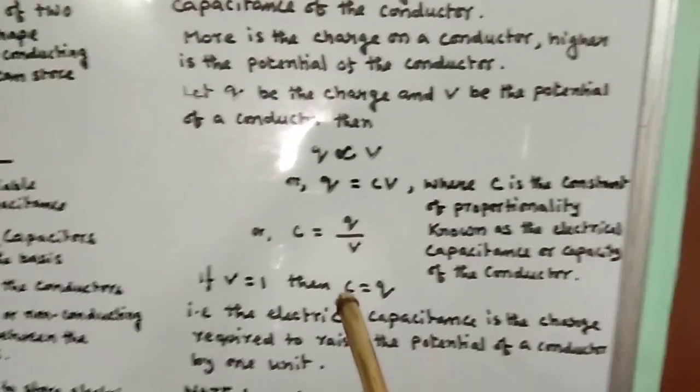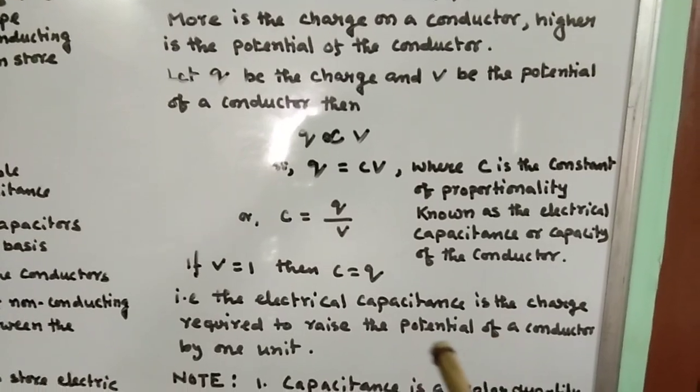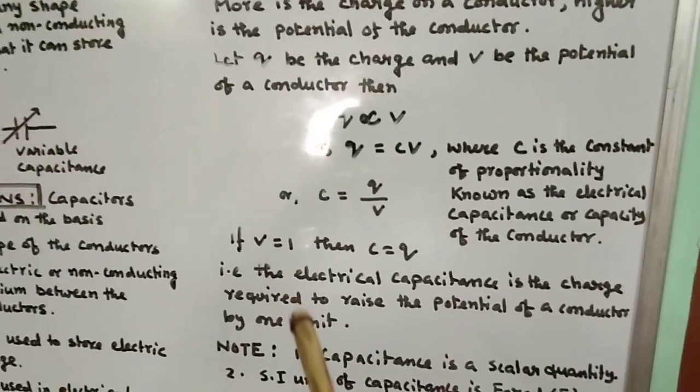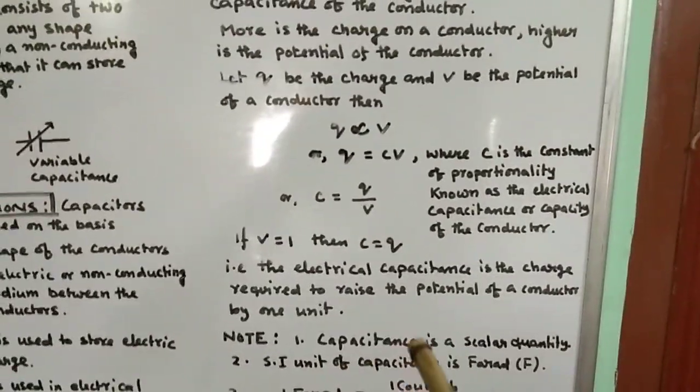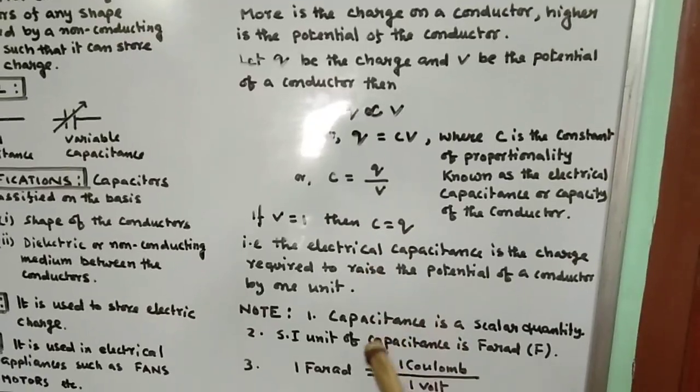So you can say that electrical capacitance is the charge required to raise the potential of a conductor by 1 unit. Now let us go to the note. Capacitance is a scalar quantity because Q is scalar and V is also scalar.